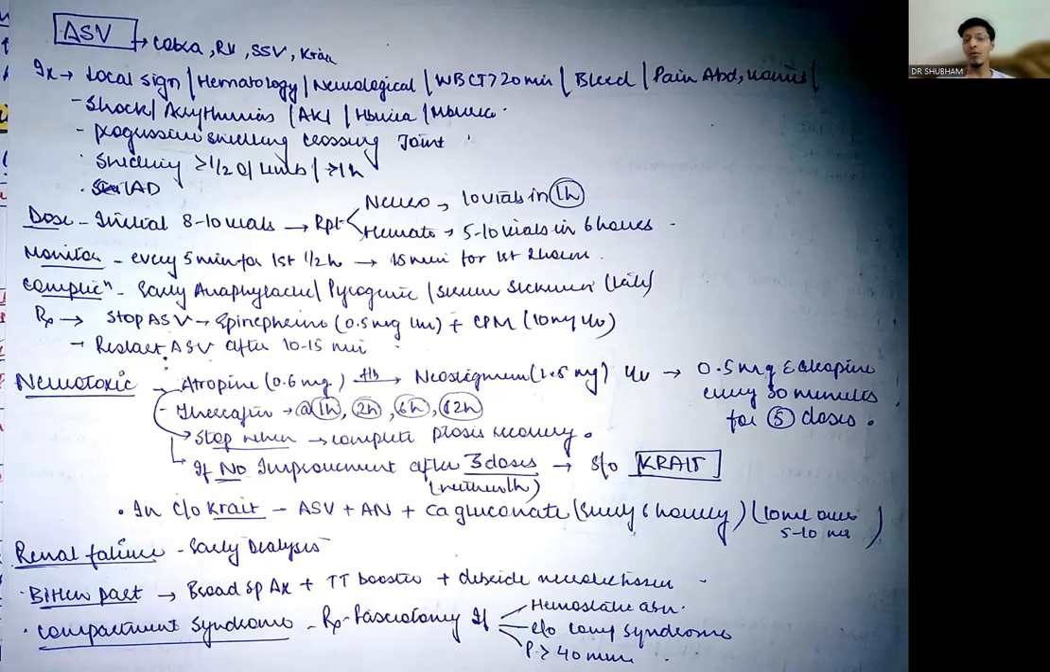Now the next dose after 6 hours, how much to give? Should it be 10? No, it is 5 vials. Now it is 5 vials, half remains, so it will be diluted in 250 ml NS. So these small little things are very important.